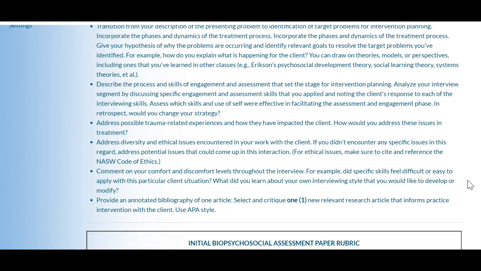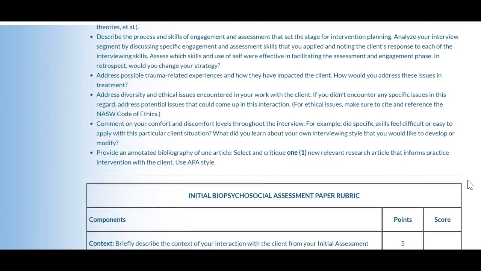And then lastly, you'll provide an annotated bibliography of one article. You'll select and critique one new relevant research article that informs practice intervention with the client using APA style. So here I would say probably within the last 10 years, an article that was written within the past 10 years based on the particular client and their presenting problem, looking at a particular intervention.